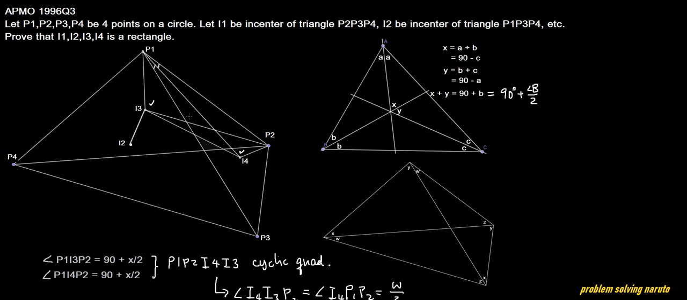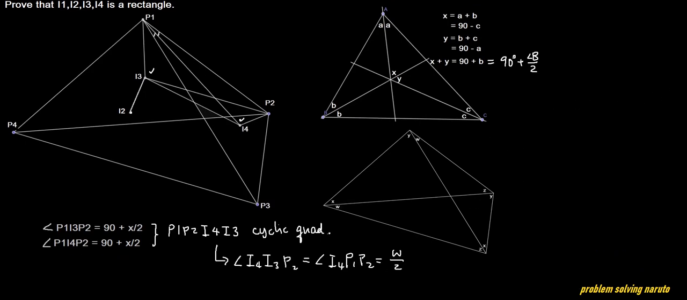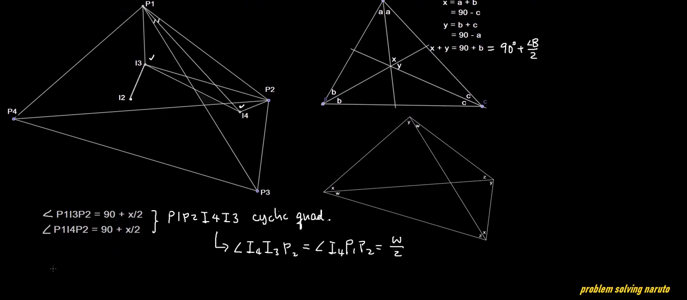Okay, so we have successfully found this part, since I know the angle P1, I3, I4. So now all together, angle P1, I3, I4 is equal to this angle, which is 90 plus X half, plus this one, which is W half. So altogether, it is 90 plus W half plus X half.